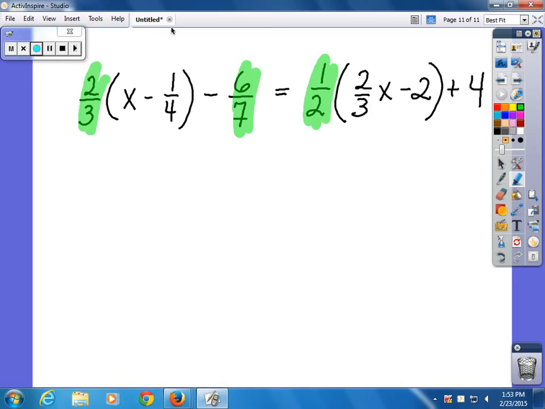Well, Hubert, after I distribute, I got more fractions. We clear them. I don't know how. Meditate. I'll be there in a minute.